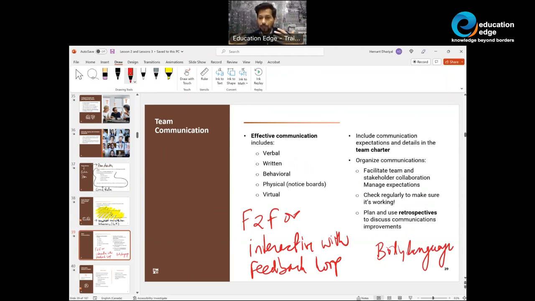Good project managers will not only pay attention to having interactive communication, but also pay close attention to body language and address any gaps if they see certain signs of gaps due to body language. So you could communicate. There could be verbal communication. There could be written communication. Of course, face to face remains the most effective way of communicating.